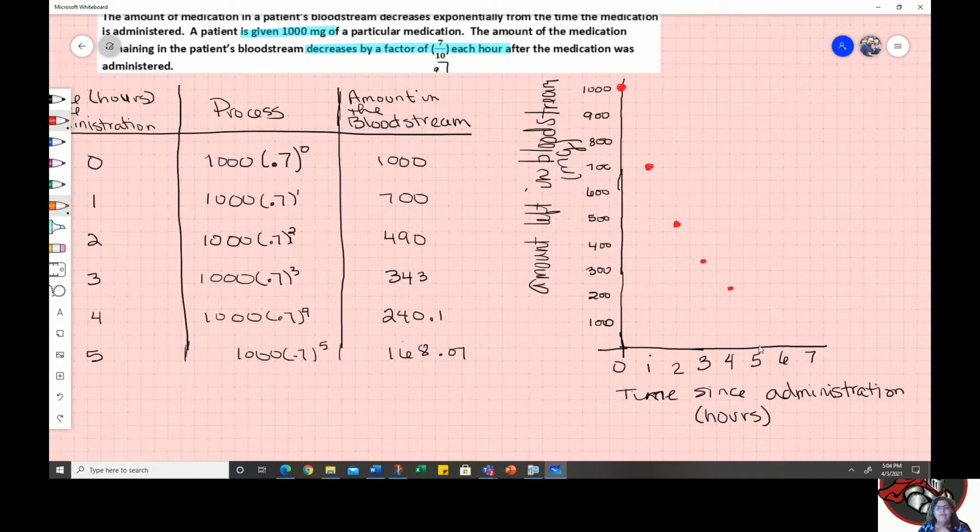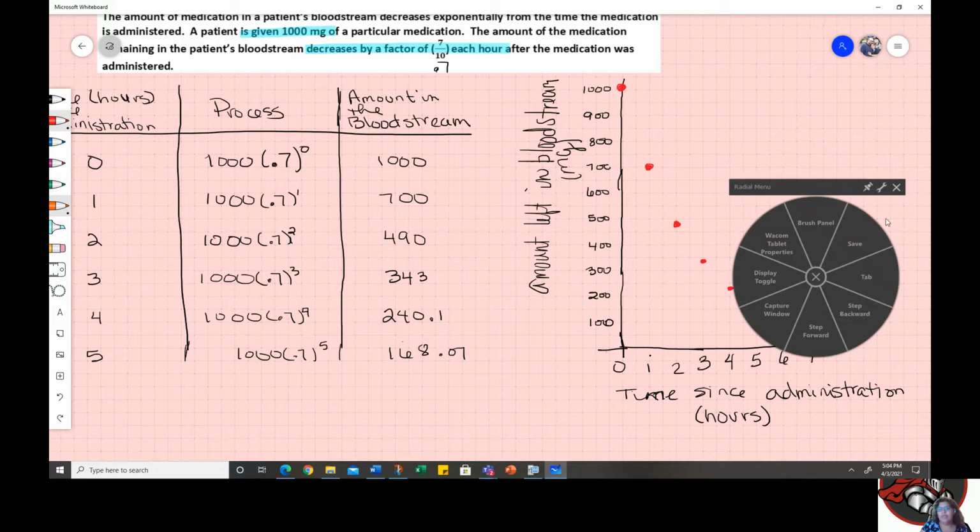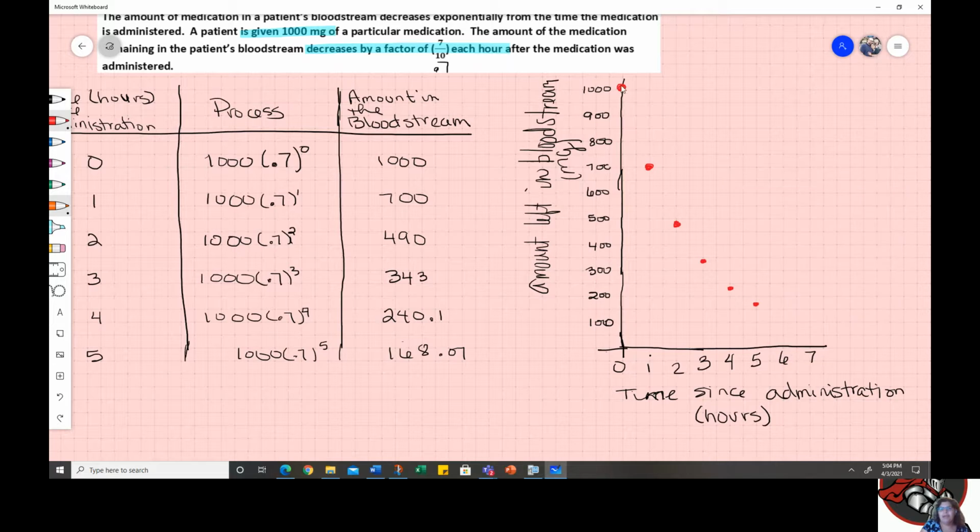All right. 5 hours, 168. So here's 150. We're going to be kind of above that. Those are the only points we have, but it's enough that we can connect them and look at the start of our exponential function here.